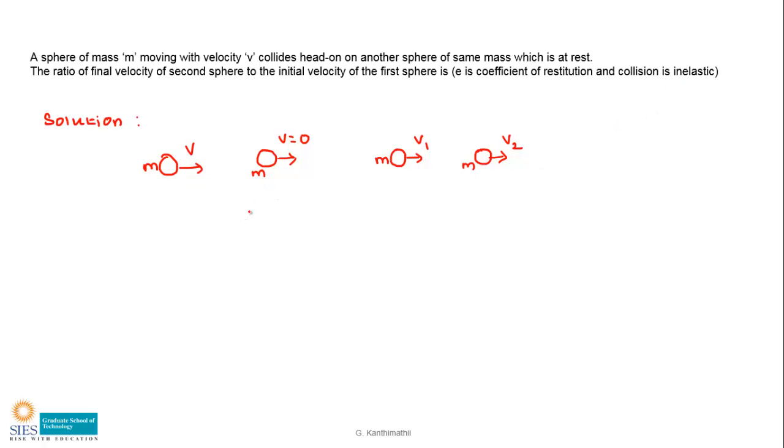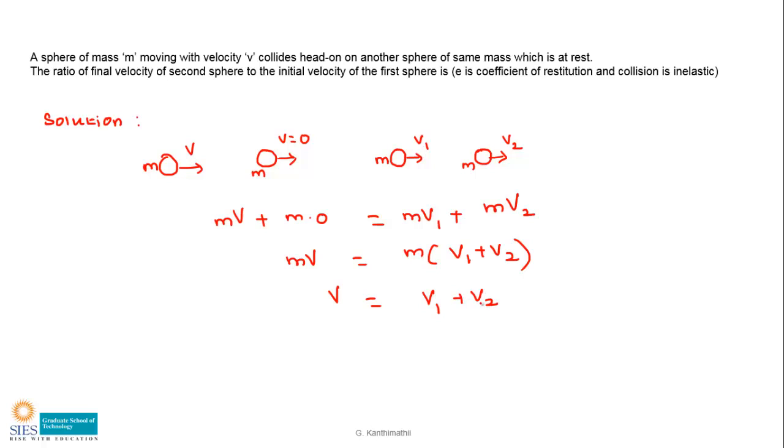So the momentum before collision would be equal to the momentum after collision. Initially, for the first sphere the momentum is m into v, and for the second sphere that would be m into 0. That is equal to the momentum after collision, which is m into v1 plus m into v2. So I can write mv as m into (v1 plus v2). m and m we can remove, so v is nothing but v1 plus v2.